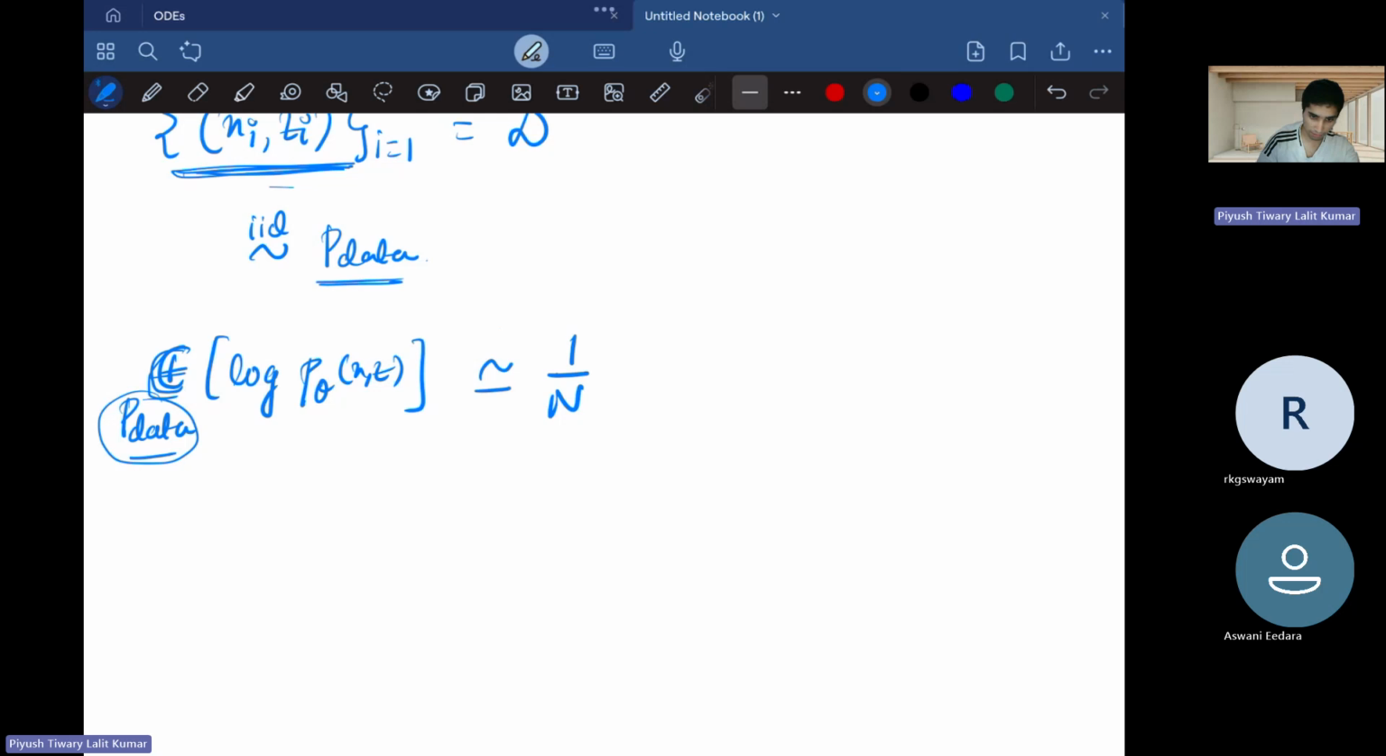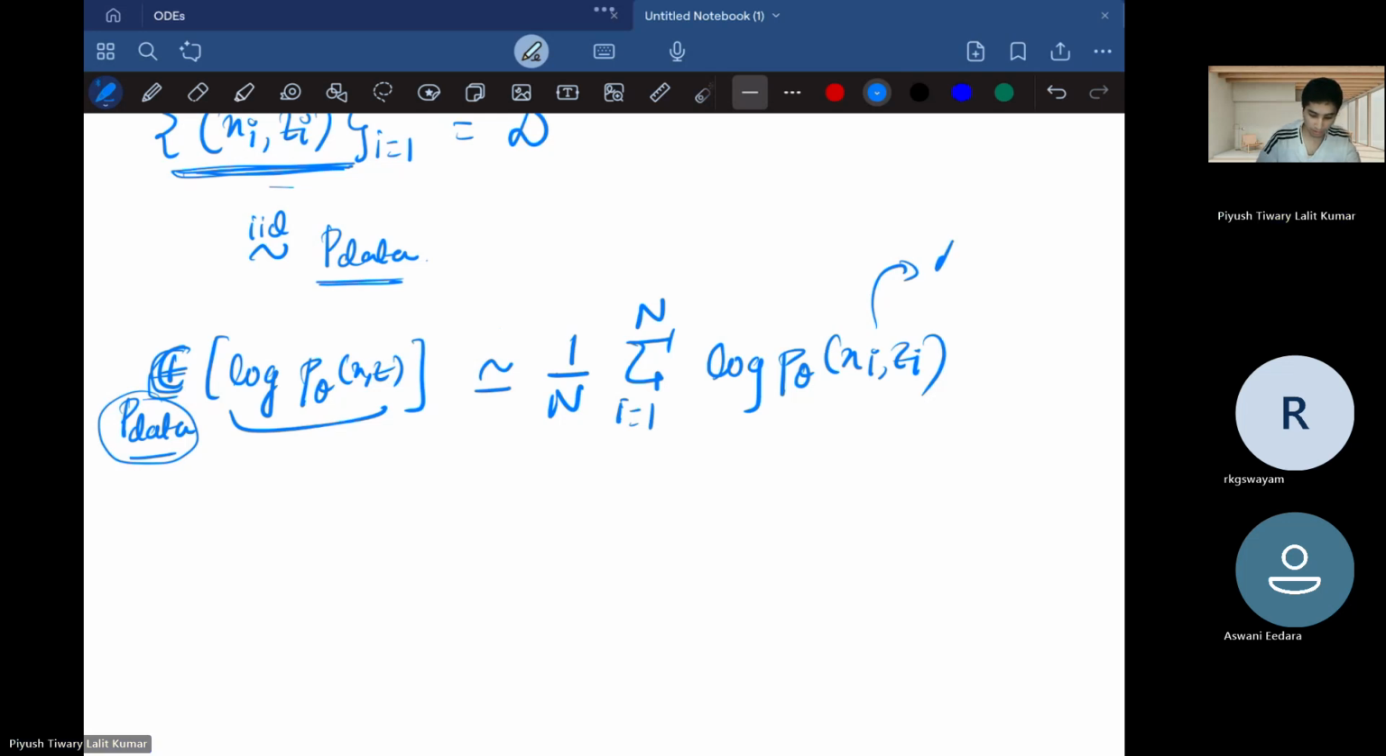Let me go step by step. You just take the average of this quantity, log P theta of xi comma zi, where i goes from 1 to n. And where are these xi's and zi's coming from? These are coming from your data set D. Is that making sense?